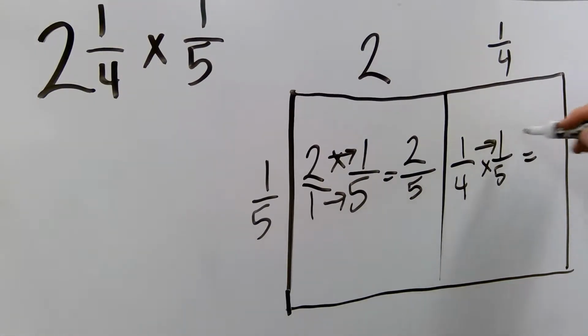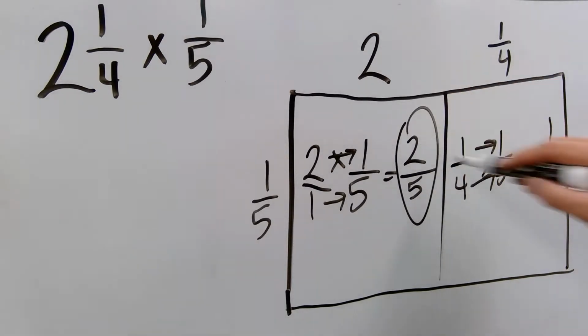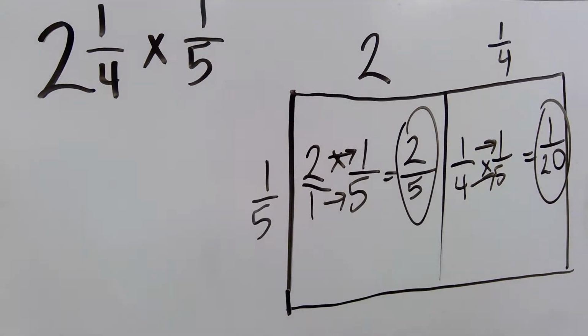Just go straight across. 1 times 1 is 1. 4 times 5 is 20. So I'm left with 2/5 and 1/20. But I need to put those two together. I need to add them together.